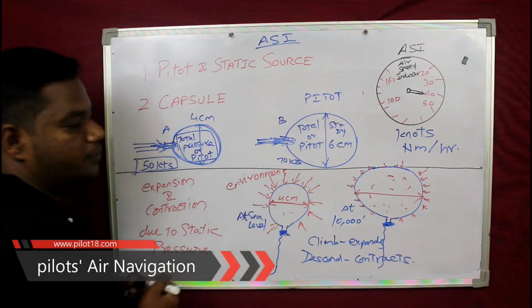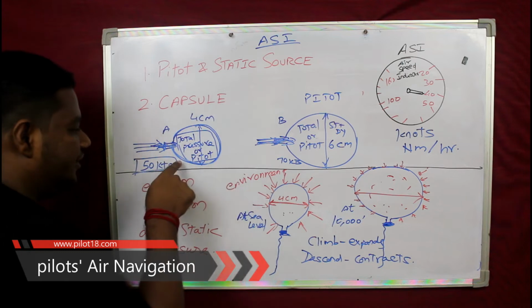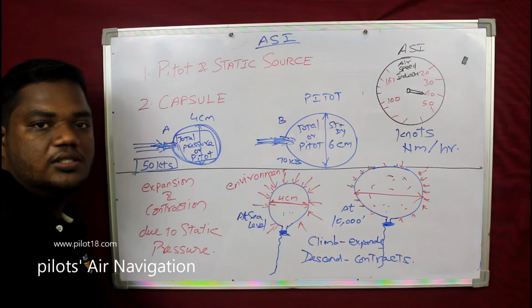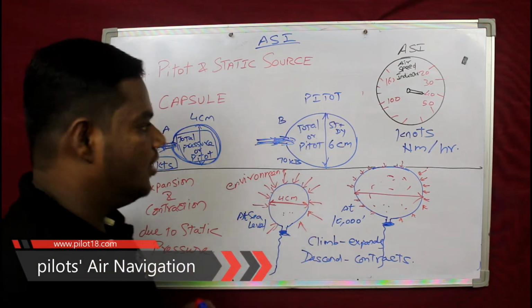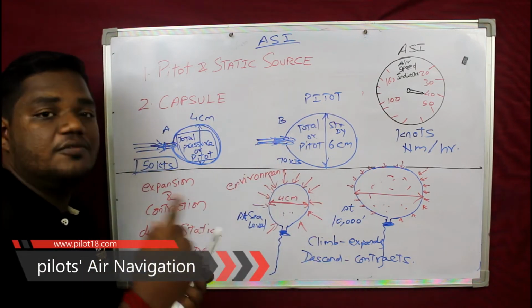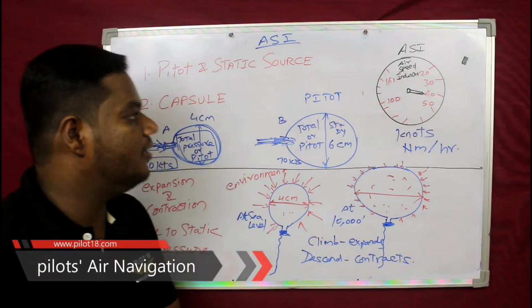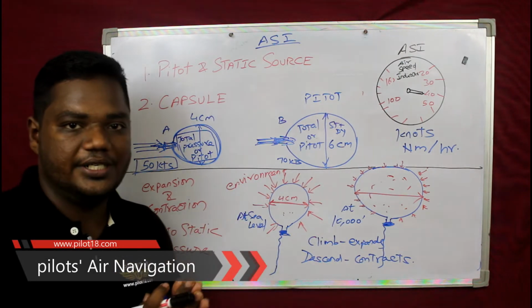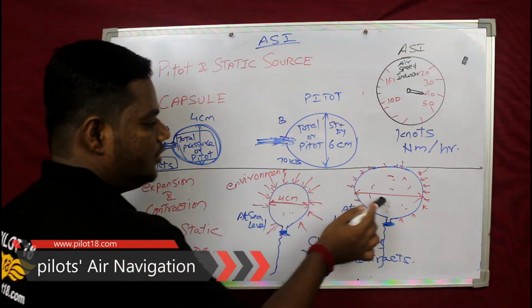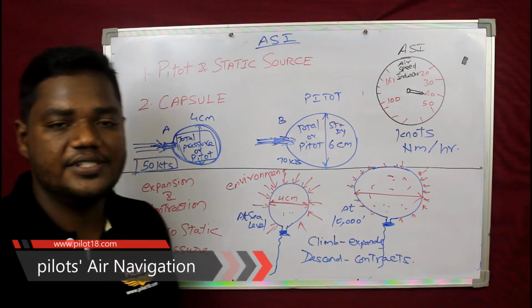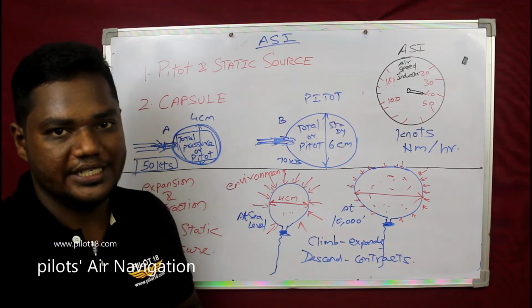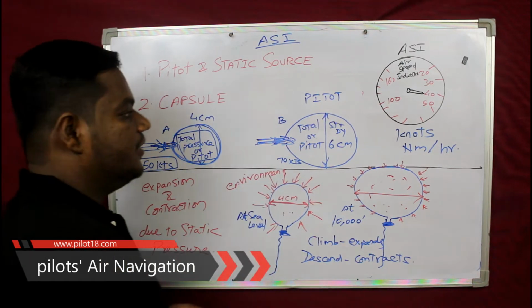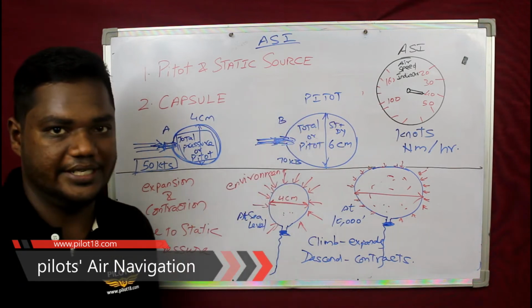So now we understood expansion and contraction in the airspeed indicator. If I travel faster, my capsule will expand. If I travel slower, my capsule will contract. This expansion and contraction is converted into the needle movement, and it shows the speed of the aircraft. So this is how the airspeed indicator works. This principle will be more useful when we study the altimeter and vertical speed indicator. Understanding this method will help us understand the working of the airspeed indicator.